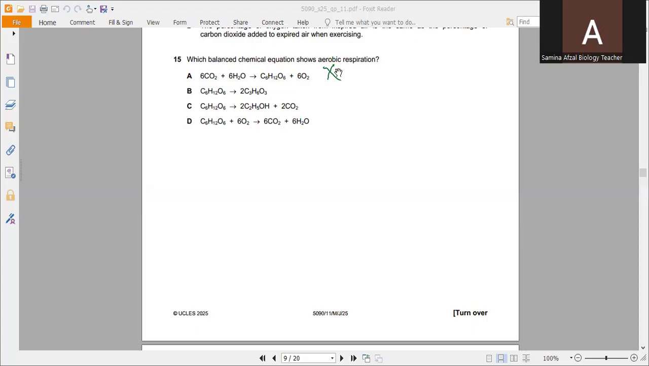C6H12O6, it shows the anaerobic respiration. Again, this is not correct. C6H12O6 and the formation of carbon dioxide. Again, this is anaerobic respiration.